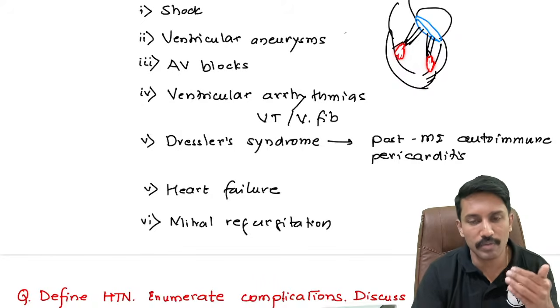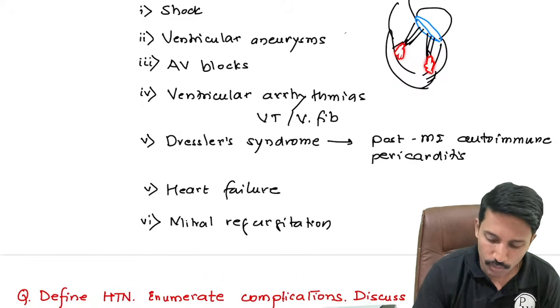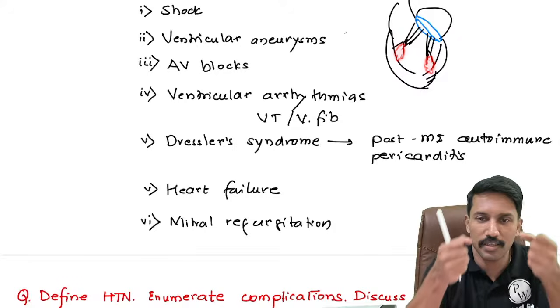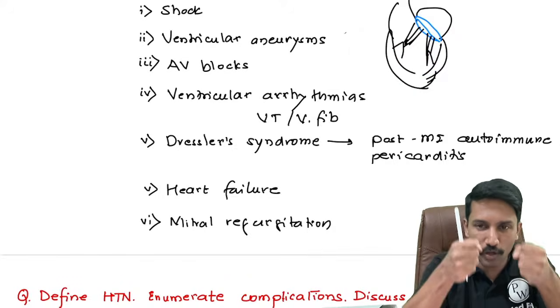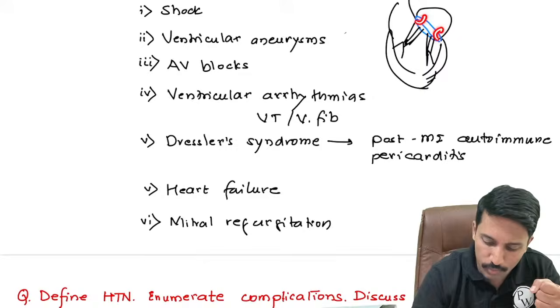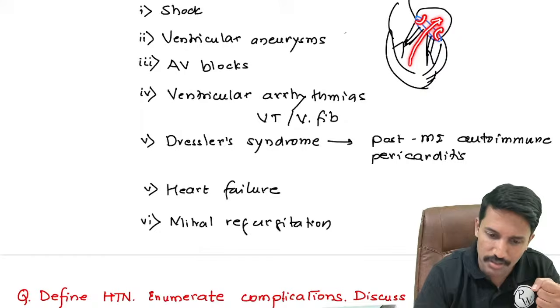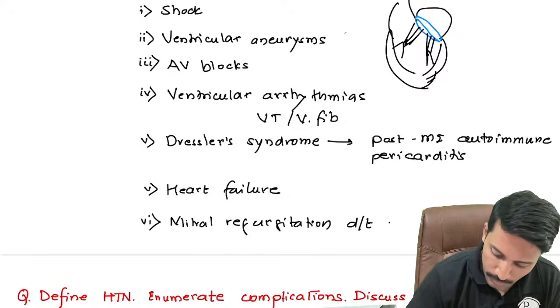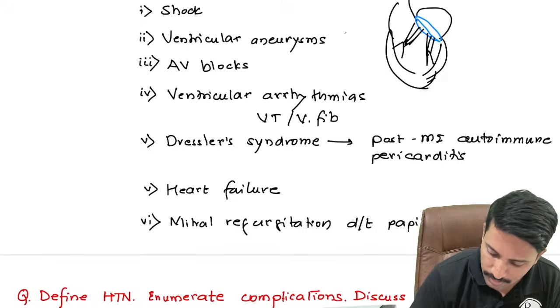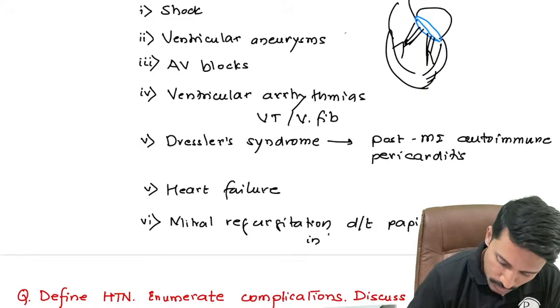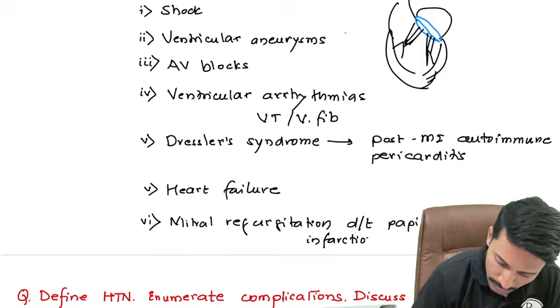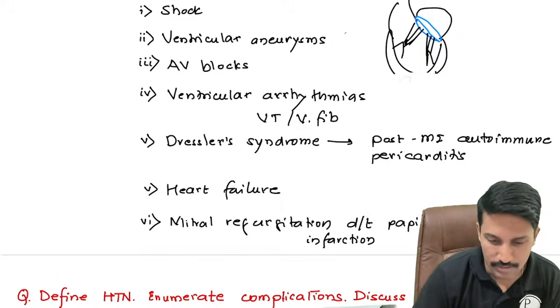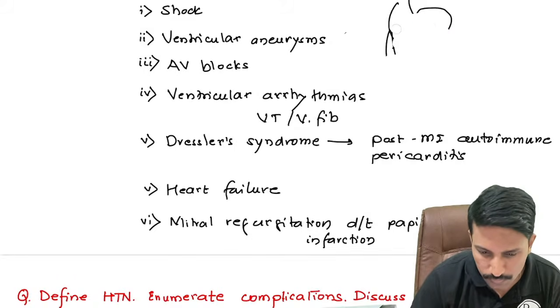Now, what are these muscles? Muscles means they also need blood supply. So if they don't get blood supply, the muscles will become dysfunctional. They will not be able to hold the mitral valves in position. So mitral valves will open in the opposite direction and the regurgitation can happen. So mitral regurgitation due to papillary muscle infarction. So these are all complications of the MI or acute coronary syndrome.